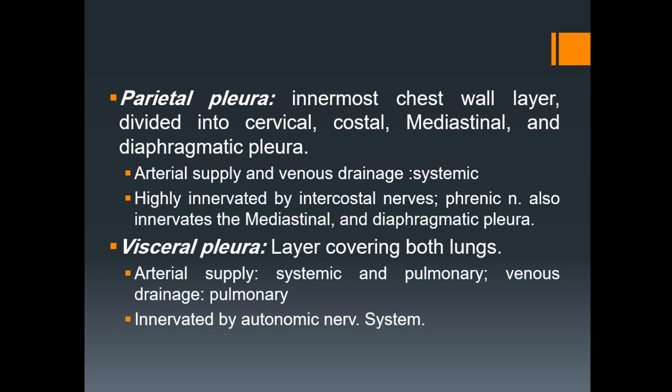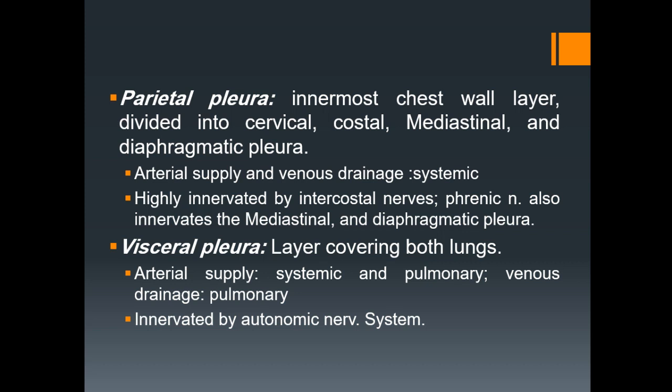Pulmonary circulation, and also the venous drainage, it is a systemic one. And second, it is highly innervated by the intercostal nerve, meaning it is a painful area, because the intercostal nerve is a sensory nerve besides being a motor one. And also we have the phrenic nerve that supplies the diaphragmatic parietal pleura, and also the innervation of the mediastinum by the phrenic, and the diaphragmatic pleura.